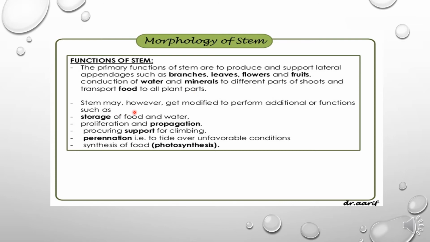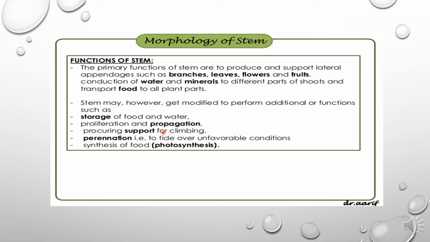Stem may, however, get modified to perform some additional functions such as the storage of food and water, proliferation and propagation. It means it helps in the further growth and development of the plant. Procuring support for climbing. It provides the support for climbing. For the climbing means the stem gives support to the plant to stand vertically upward.